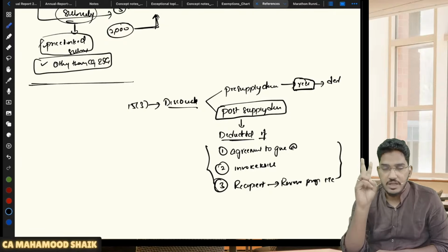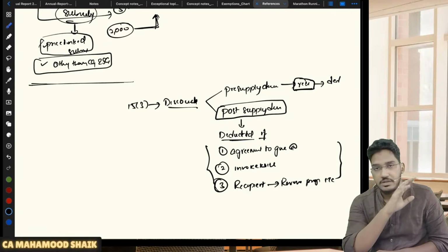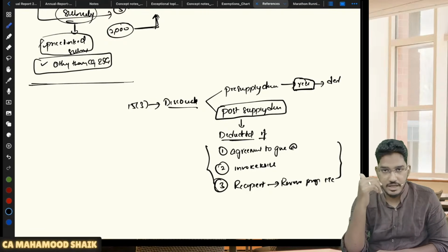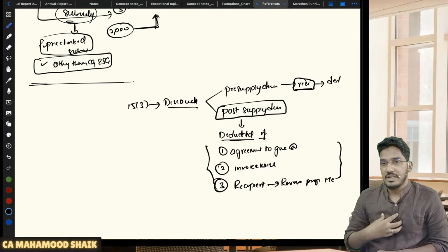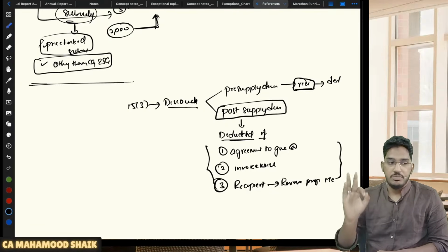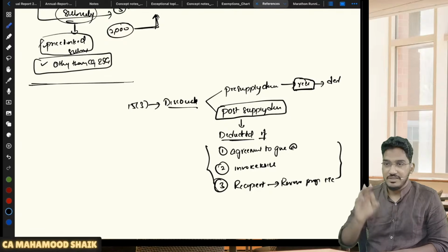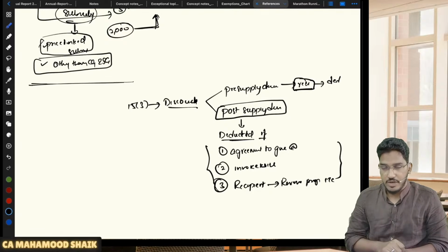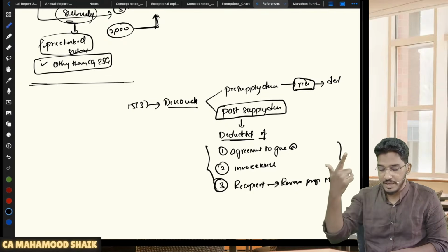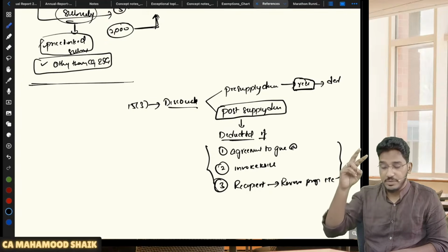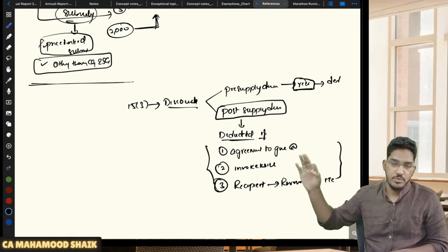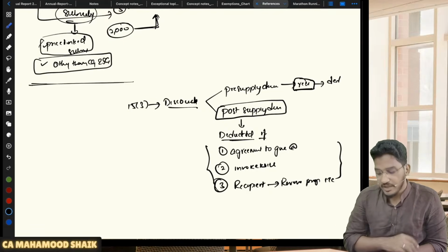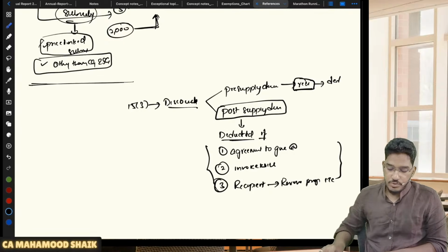Clear? So two things here. In case of pre-supply discounts, nothing to check. Those discounts will be completely allowed to be deducted from the value of supply. Sir, what about post-supply discounts? Those discounts which are given after making the supply, in order to be allowed to be deducted from the value of supply, three conditions are required to be fulfilled. What are those three conditions? Agreement to give discount should be there at the time of making supply, we should be able to calculate the discount invoice wise, and the recipient should reverse the proportionate input tax credit. Okay, clear everyone? So this is regarding post-supply discounts.